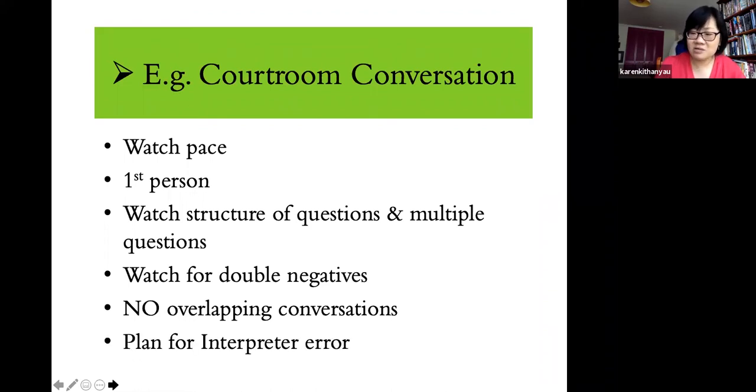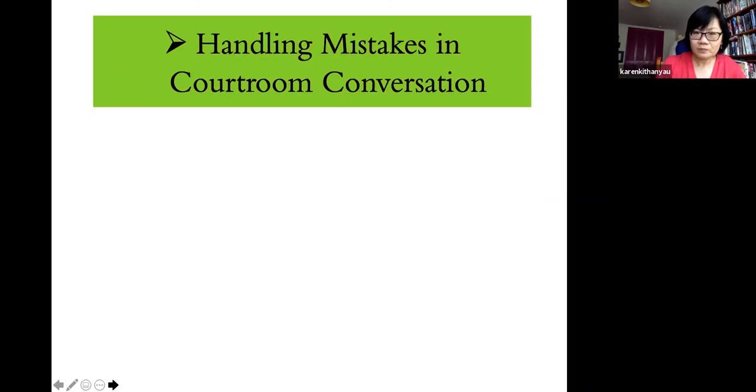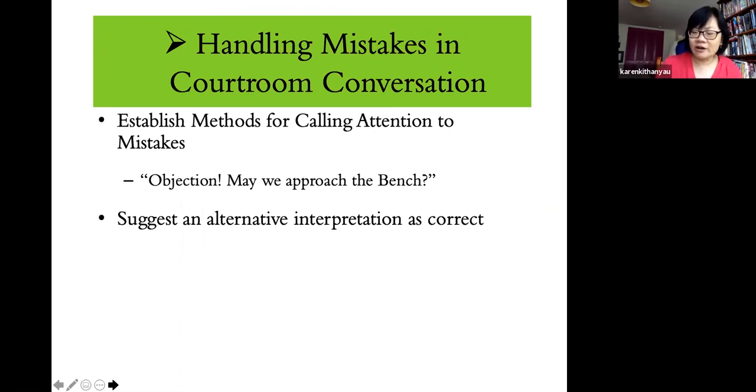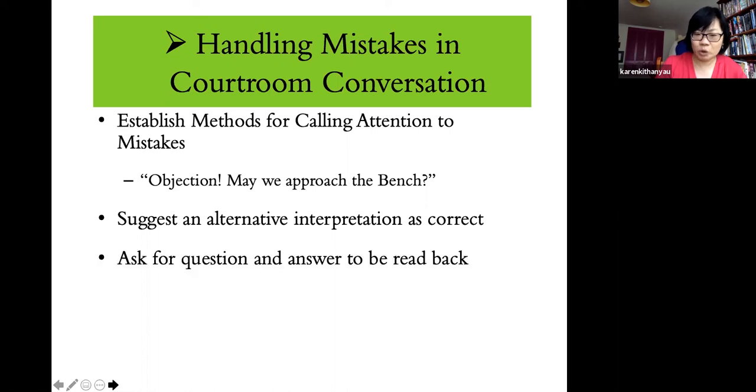And plan for errors. They are inevitable. So you need to have a plan. And in a courtroom where usually the courts provide their own interpreter, you may want to bring your own interpreter so that you can offer an alternative interpretation as the correct one. And when you identify that there is another interpretation that is actually more correct, you can object and you can ask to see if the court can ameliorate that situation.